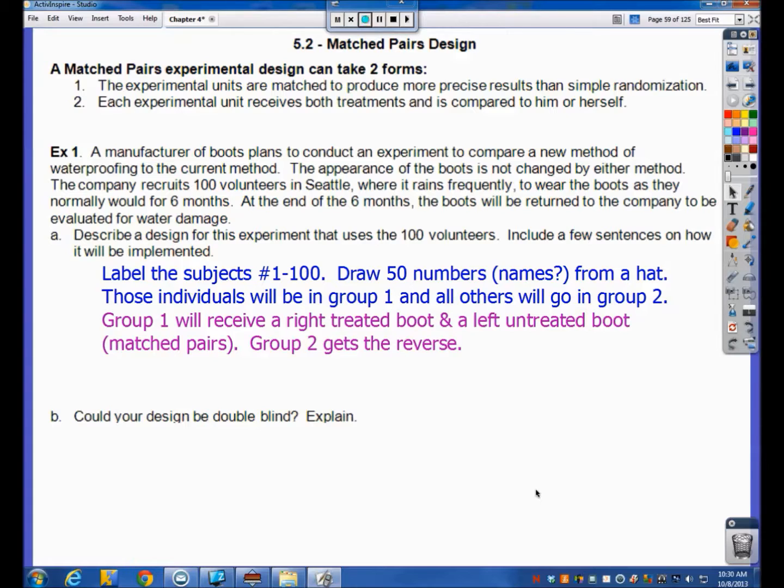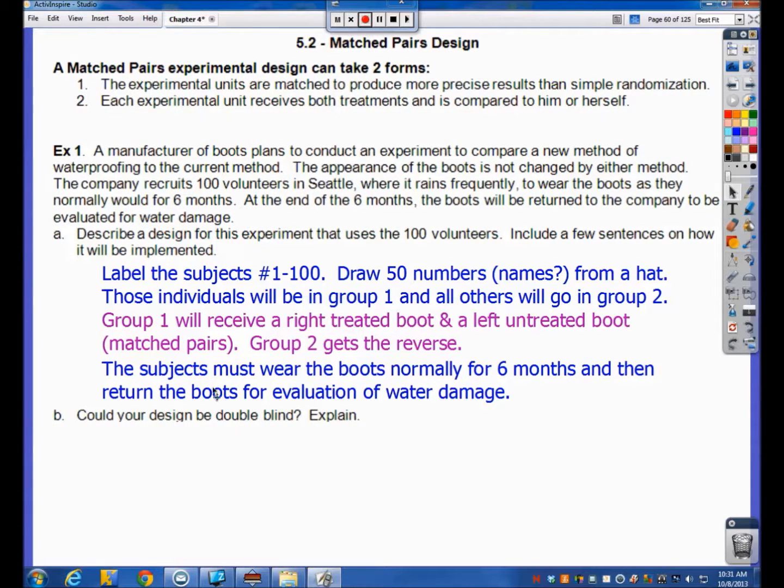And the same thing will happen on the opposite end with the second group. Since the left boot will be the one that's treated with our new waterproofing, then we'll see how right and left-footed dominant people respond to that. And then once we're done, the subjects are going to wear our boots for 6 months and then return them to be inspected for water damage.